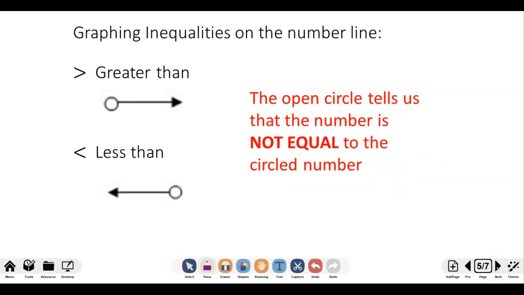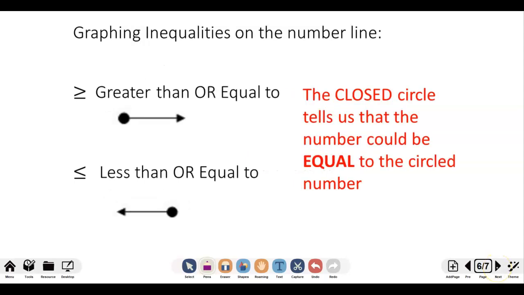So we're still using the same way that we graph it. Remember, when we have greater than or less than, we have the open circle, because the open circle tells us the number is not equal to the circle number. And when we're looking at greater than or equal to, remember we're looking at these symbols, then we have a closed circle because it says, hey, that number, it could be equal.